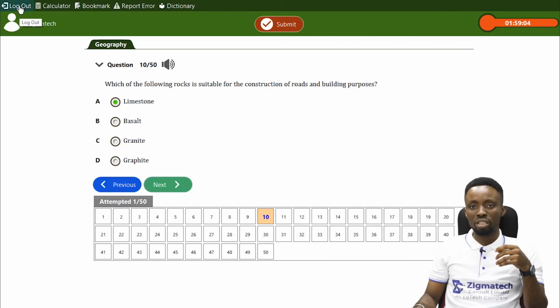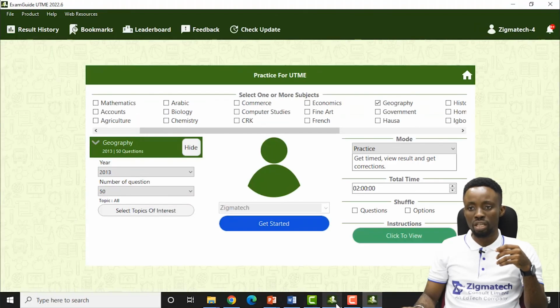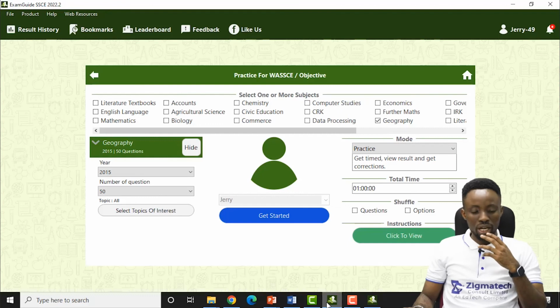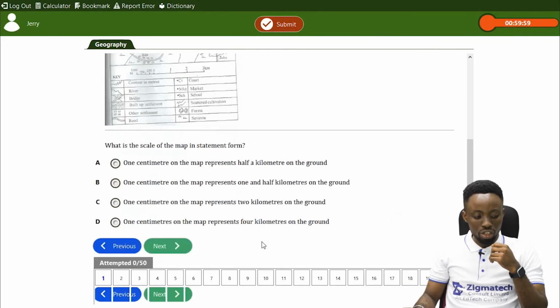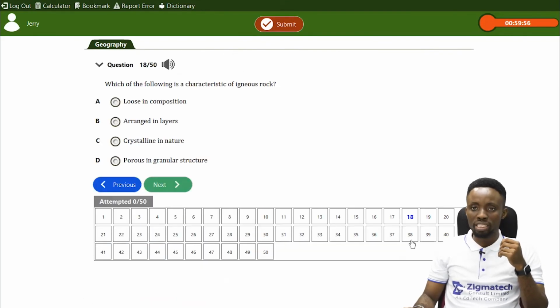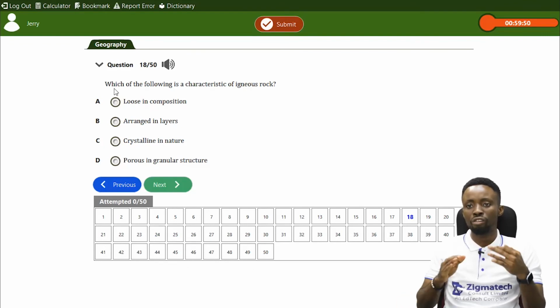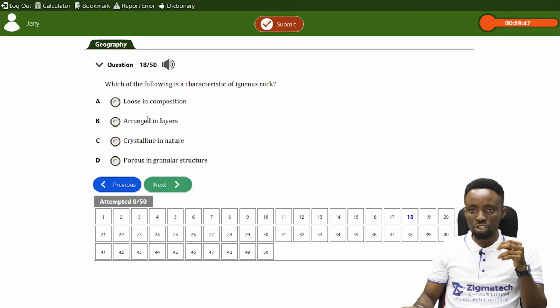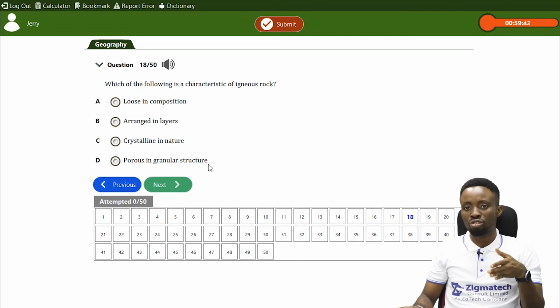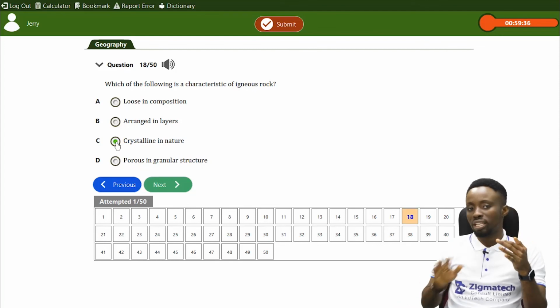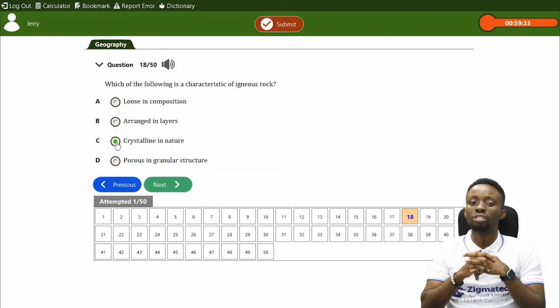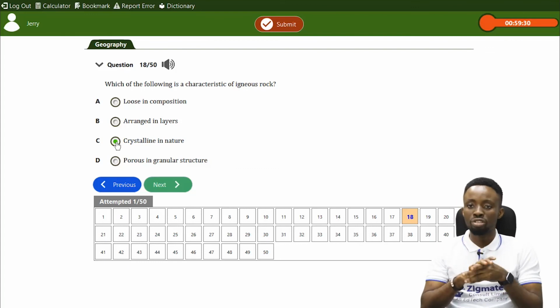So we take the next question. Let's take from the SSCE, year 2015. Let's look at question number 18. Question number 18 says, which of the following is a characteristic of igneous rock? Now, A says loose in composition, B is arranged in layers, C is crystalline in nature, D is porous in granular structure. So I think the correct answer there should be option C, because they are crystalline in nature and they don't occur in layers when you compare them to the sedimentary type of rock.